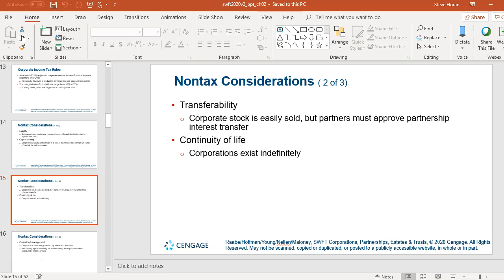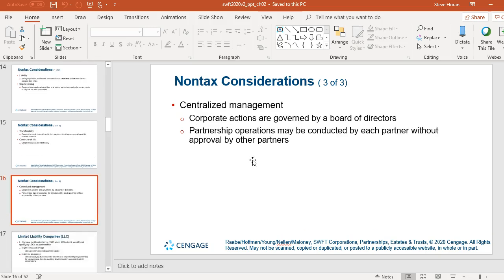And also transferability. Stock is easily sold, very easy. That's kind of one of the advantages of it also. When it comes to selling or buying into a partnership, partners must basically approve the transfer. And corporations exist indefinitely. They're a separate entity, separate from the lives of their owners, which is not the case for sole proprietors and partnerships.